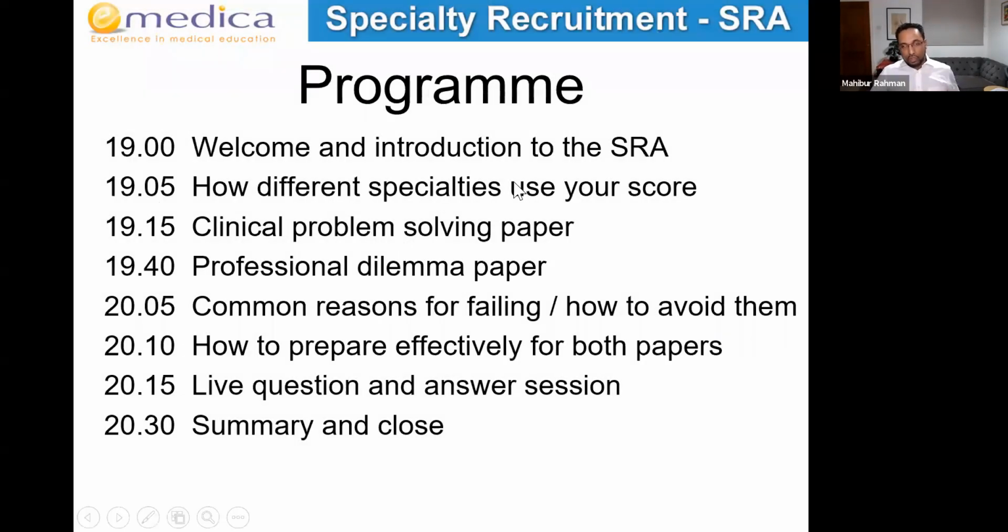I'm just going to start with an introduction to the exam. Then we're going to look at how the different specialties use your score, because it's the same exam for all 9 specialties that use it, but each one uses it in a different way. And then we're going to look at some practice questions just to show you the kinds of questions that you might get. We'll look at some clinical questions, and we'll look at both types of professional dilemma SJT question. And then we're going to look at revision planning. So why do people fail, how to avoid it, how to do really well, okay? And then as I said, I'll take the questions at the end.